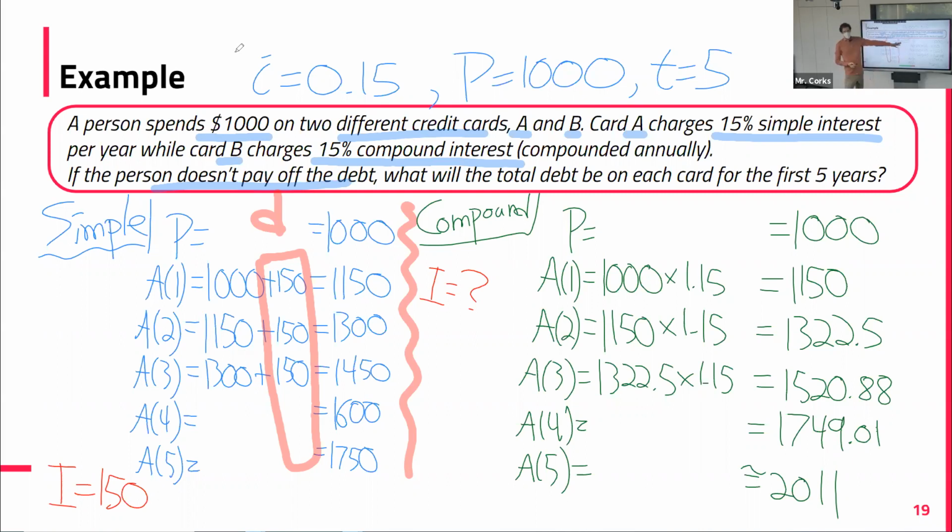So what kind of sequence does this resemble? Geometric. So this is the R value here. We are multiplying by the same thing each time.